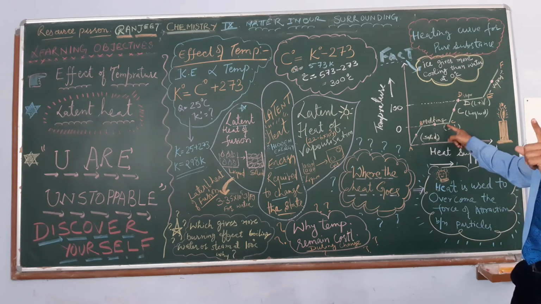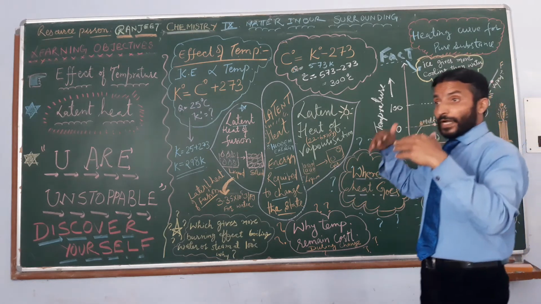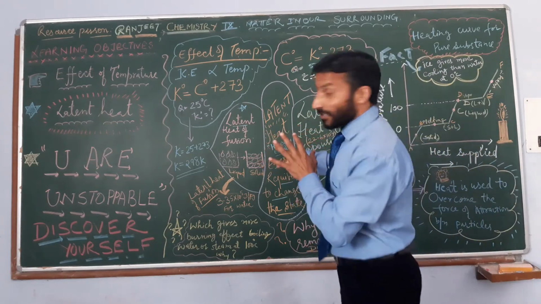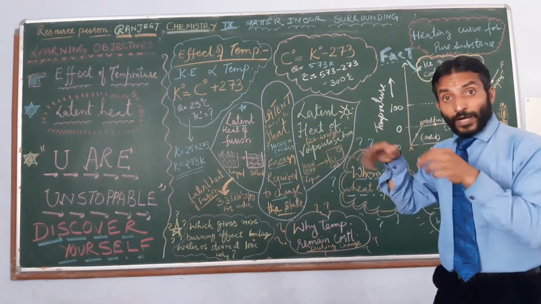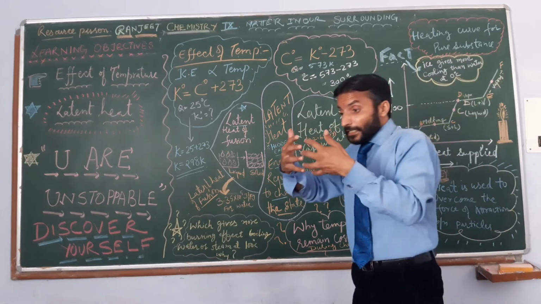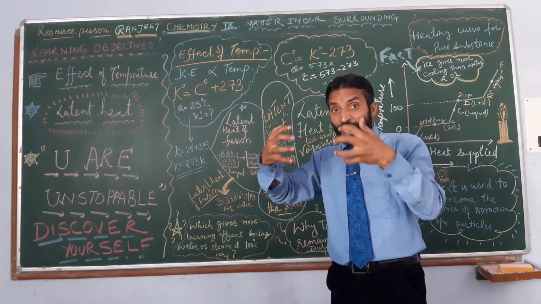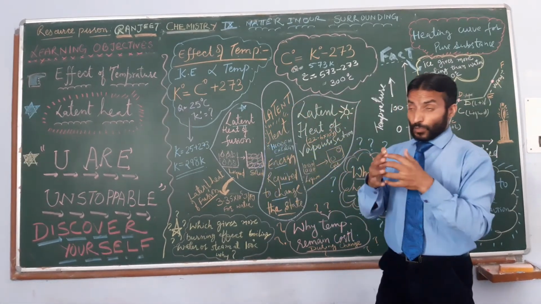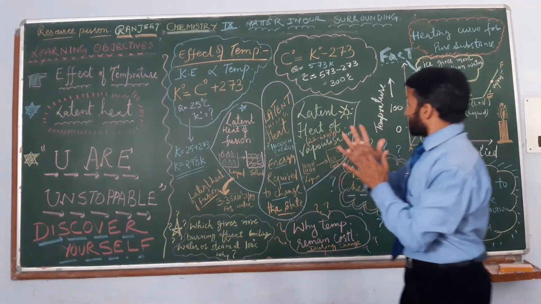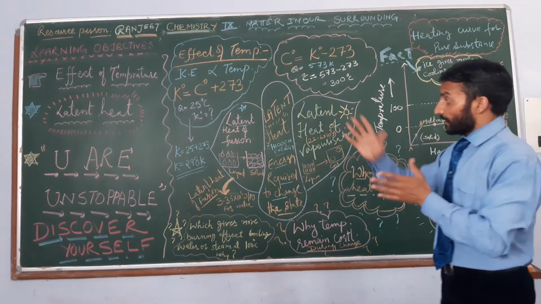Temperature remains constant because the heat provided is hidden. Why hidden? Because it is used to break the force of attraction between the particles of the matter. Yes, this is your latent heat.